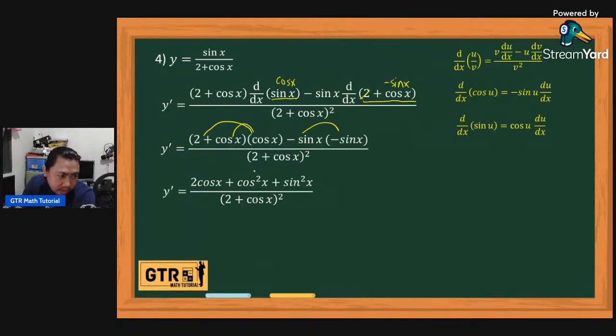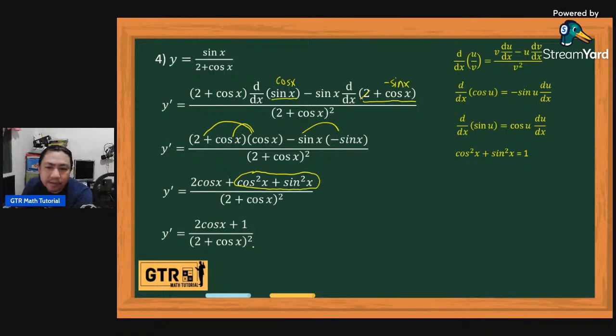Okay, so as you can see, we have an identity for this, cosine squared x plus sine squared x, that is equal to 1. So we will substitute 1 for this term, cosine squared x plus sine squared x. Okay, so this is now the final answer. If you want to expand, it is still correct, but the simplest form is in factored form or in square of binomial.